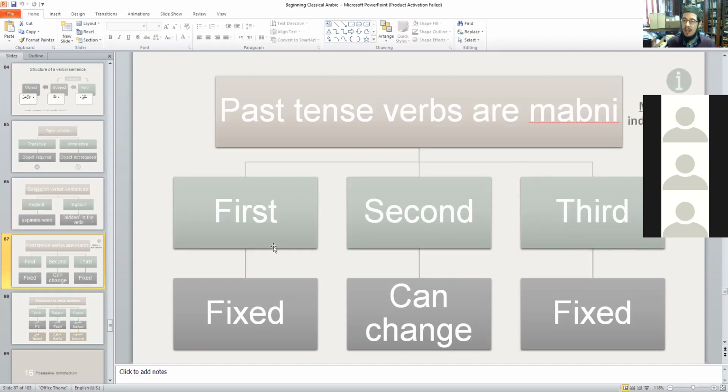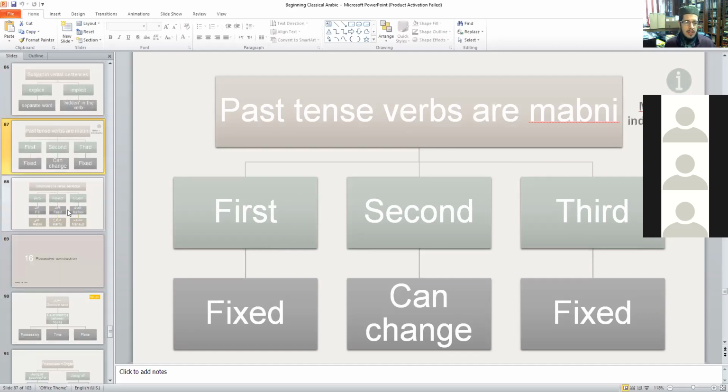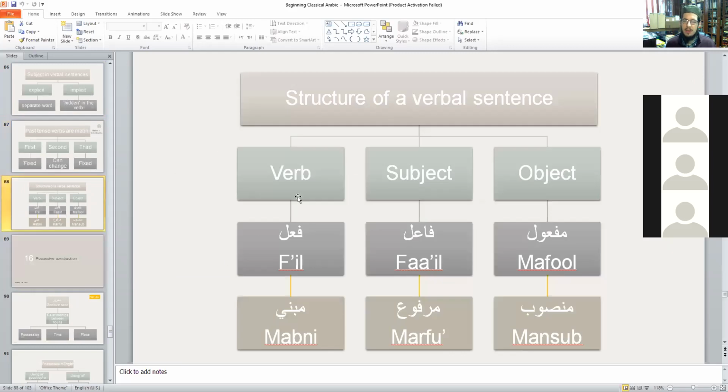We talk about khalaqa, dakhala, kharaja, dhahaba, all these sorts of things. We haven't gotten into conjugation yet. That's coming up, inshallah, and that's going to happen in a very slow and gradual manner.